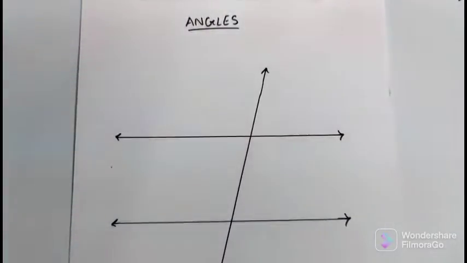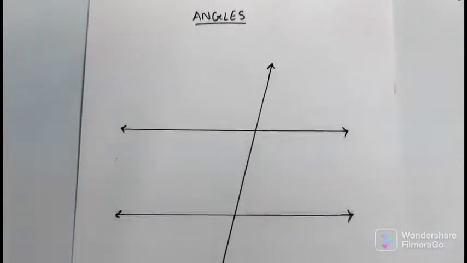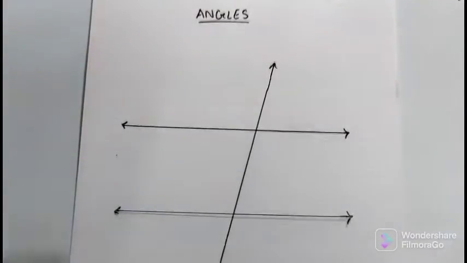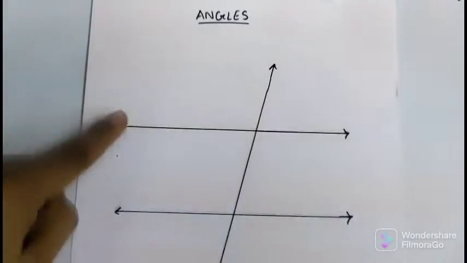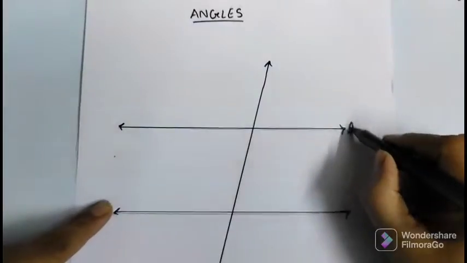Friends, today's video is about the angles formed when the transversal line cuts the two parallel lines. So here, let's begin and understand. I have drawn a figure here. You can see there are two parallel lines. Let us call them L and M.